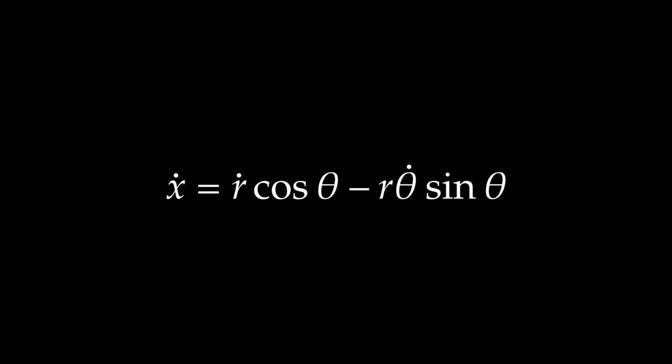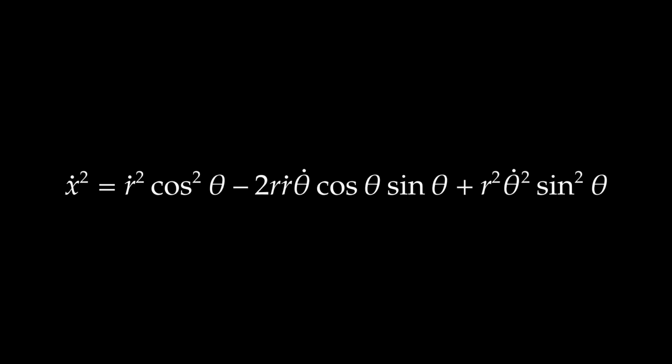Well, what I ultimately need is x dot squared. In order to get x dot squared, and things start to get a little bit complicated here, I'm going to have to square this thing. So bear with me while I do all this writing. This quantity, r dot cosine theta minus r theta dot sine theta, squared, is going to be r dot squared cosine squared theta minus 2 r dot theta dot cosine theta sine theta plus r squared theta dot squared sine squared theta. Yes, that's quite a bit.